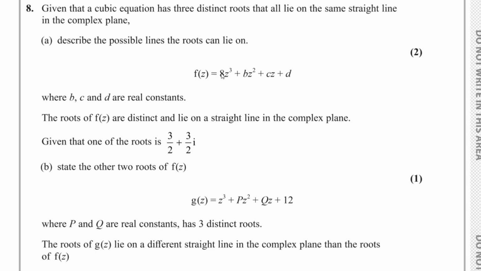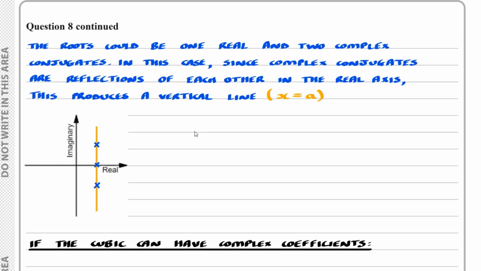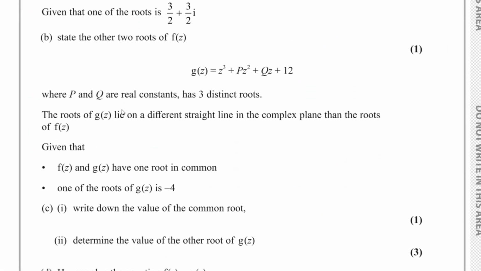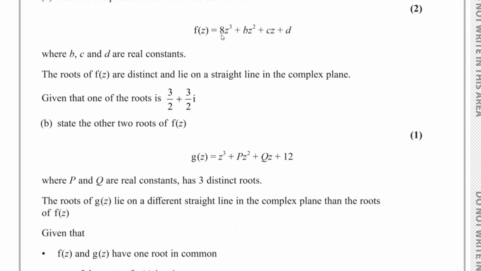F of z is equal to 8z cubed plus bz squared plus cz plus d, where b, c and d are real constants, and the roots of f of z are distinct and lie on a straight line in the complex plane. We're given that one of the roots is 3 over 2 plus 3 over 2i, we have to state the other 2 roots of f of z. Well, here we'd have to use the idea we see over here. We've got one real root and 2 complex roots, and what we also have is real coefficients.